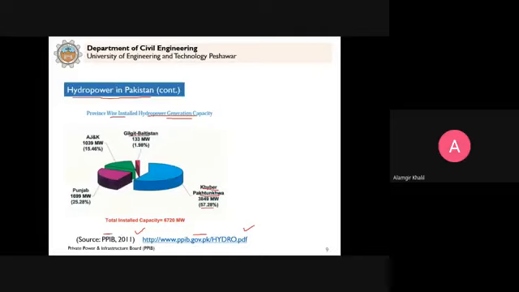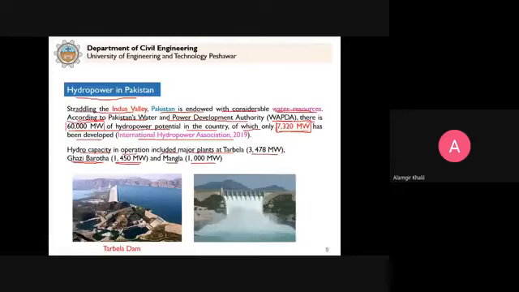Gilgit-Baltistan is contributing nearly 2%. Azad Jammu and Kashmir is contributing 15.46% exactly. And Punjab is contributing around 25%. This is the province-wise installed hydropower generation capacity. So you can see that we are generating a very small amount out of the available 60,000 megawatt of hydropower potential in the country.